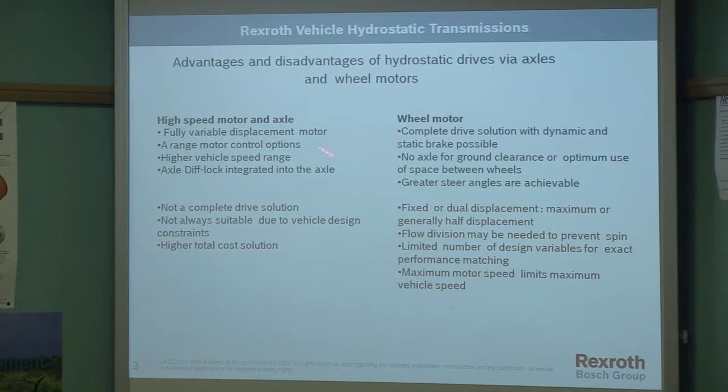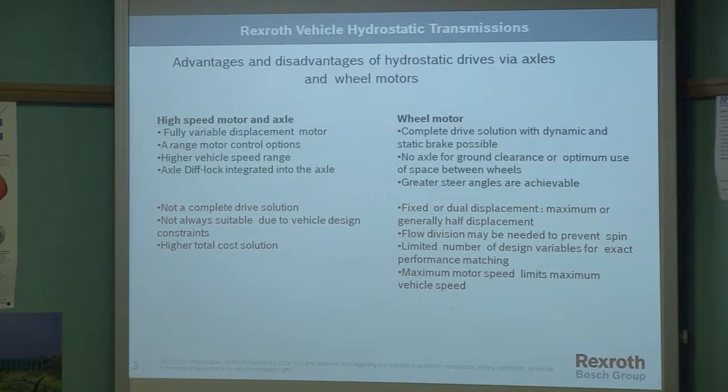So if we look at the advantages and disadvantages now of these 2 options, high-speed motors, well, these are fully variable displacement motors. You can go down to 0 displacement in some cases. There's a range of control options. You can have 2-point control, switchable electrically, maximum and minimum. You can have fully controlled electroproportional displacement, or you can have displacement as a function of load pressure. I'm not going to go into the controls, I could spend a day on those alone.